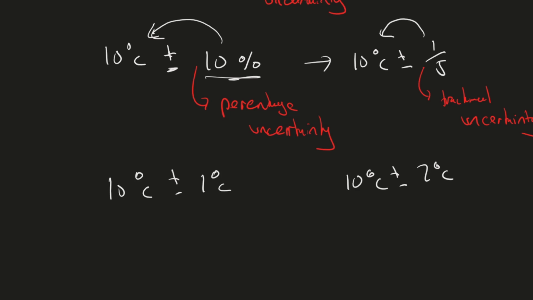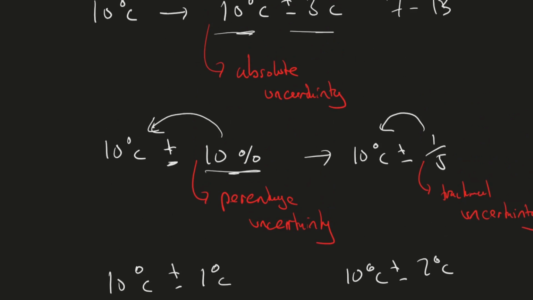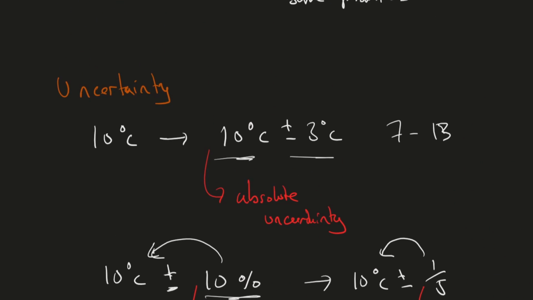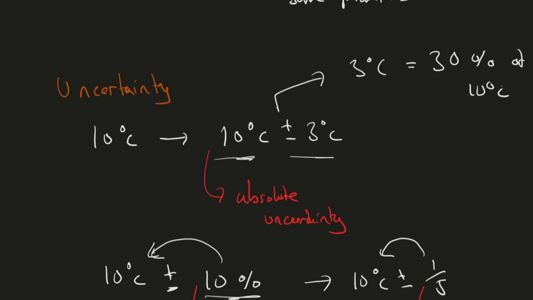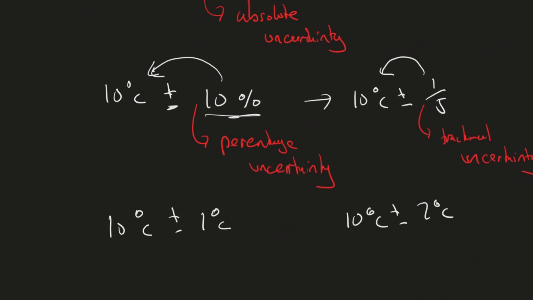If you wanted to change 10 degrees Celsius plus or minus 3 degrees Celsius into a percentage uncertainty, how would we do that? Well, let's have a look. 3 degrees Celsius is equal to 30% of our measurement of 10 degrees Celsius, and therefore if we were to write that in terms of a percentage uncertainty, this is equal to 10 degrees Celsius plus or minus 30%. I think hopefully that's clear now.